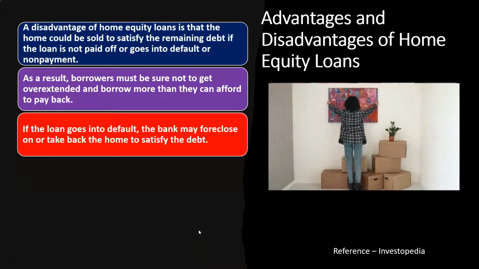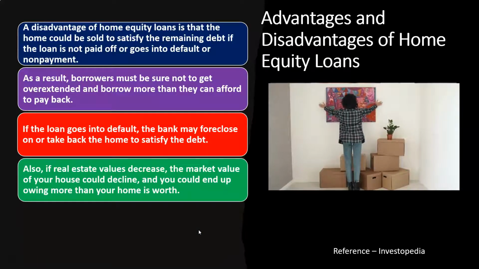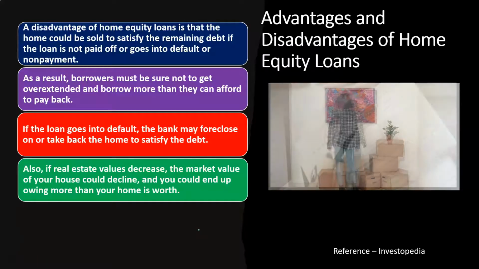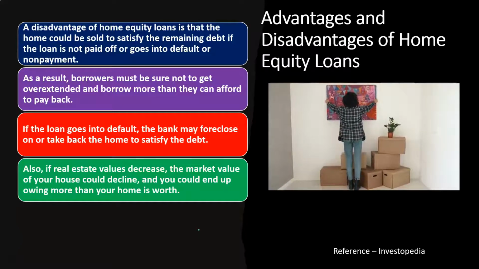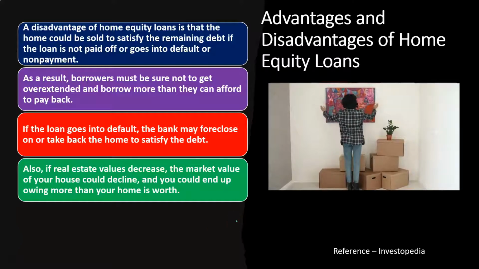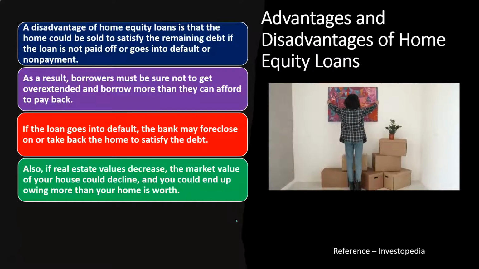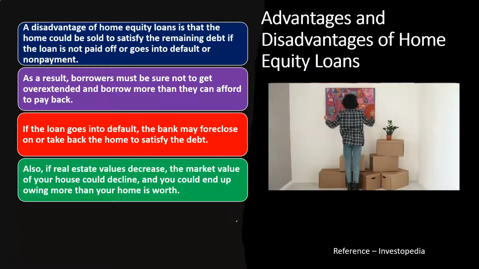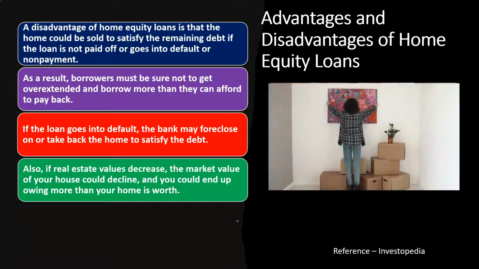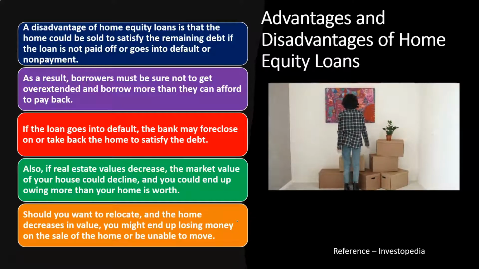If the loan goes into default, the bank may foreclose on or take back the home to satisfy the debt. Also, if real estate values decrease, the market value of your house could decline and you could end up owing more than your home is worth. Now, again, the financial institutions kind of safeguard against that by typically these days not giving as much loan as the value of the home, so that if there is a decline in the market, there still could possibly be a cushion. Now, if you can pay off the debt, it's not really a big problem, but it's kind of disheartening when you're in a situation where the loan value is higher than the home value.